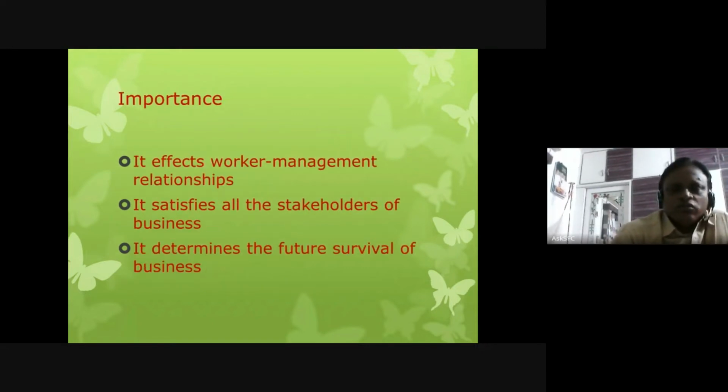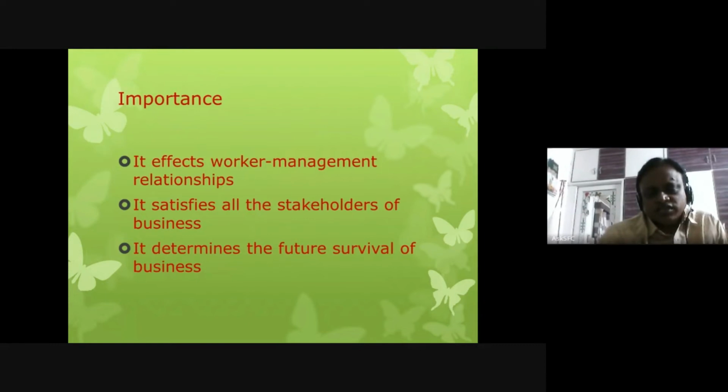So, now we'll go into its importance. It affects worker-management relationships. It satisfies all the stakeholders, and it determines the future survival of the business. And therefore, we must study organizational effectiveness.